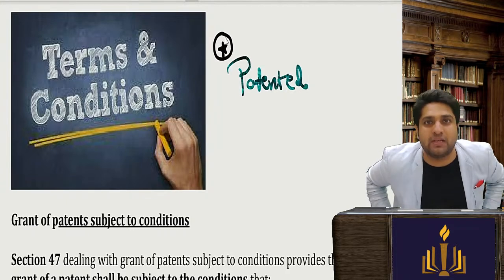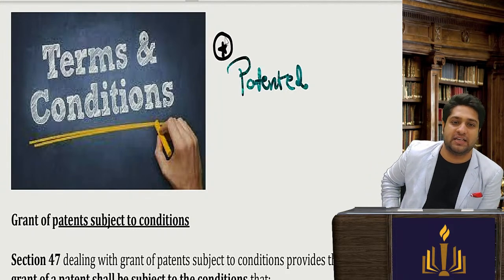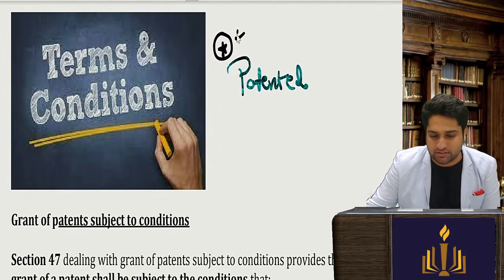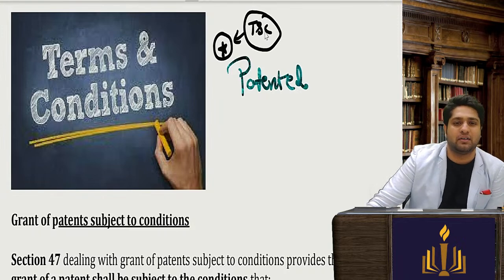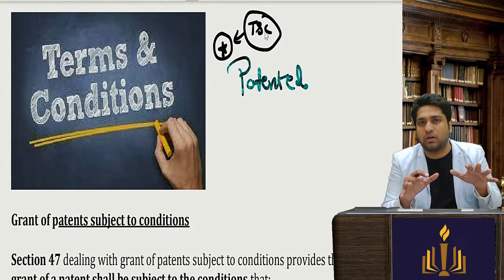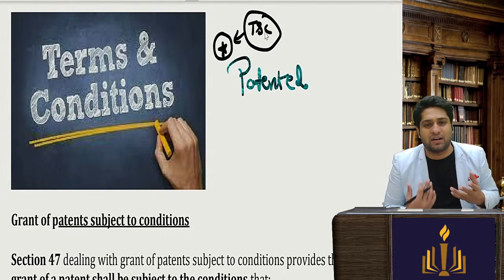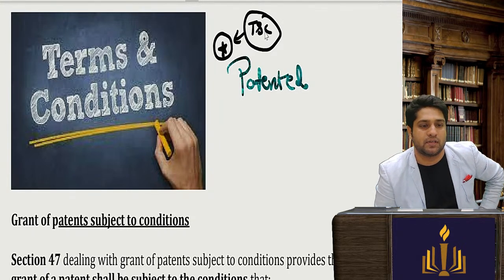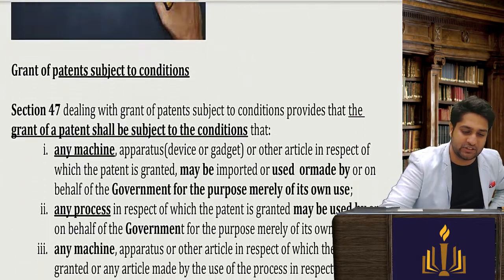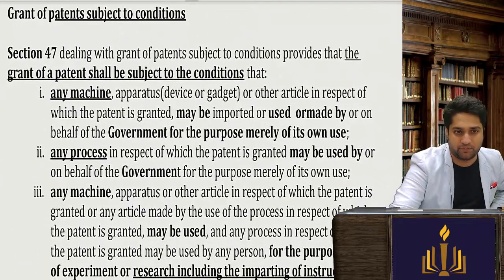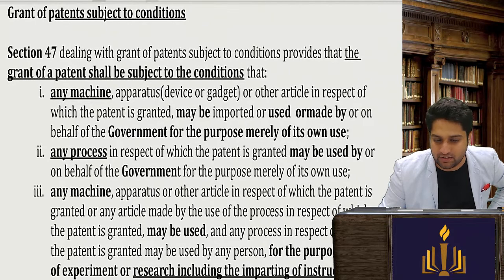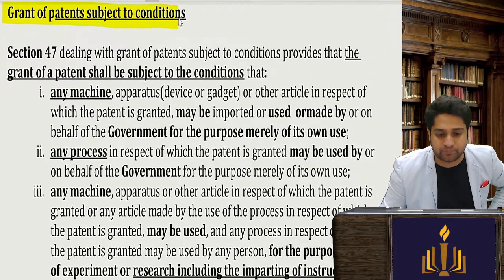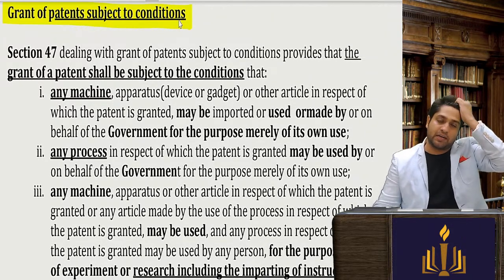What is this? Normally when we go to buy any product or we see any advertisement, what is this? Terms and conditions apply. So saying, wait, what terms and conditions? So if I am the inventor, I'm wondering what are the terms and conditions for grant of patent? So they are saying this is the conditions for grant of patent. Section 47 covers the conditions for grant of patent.